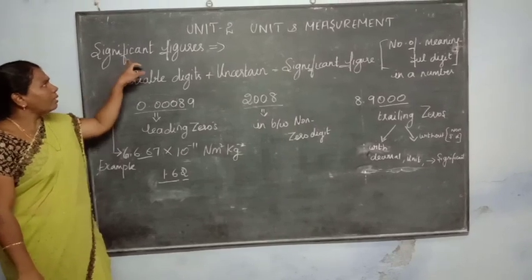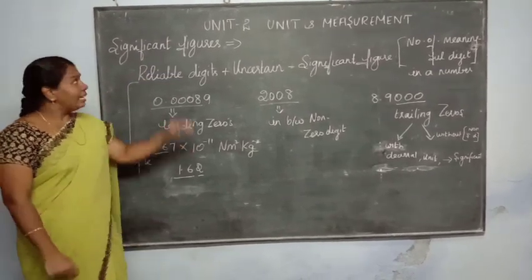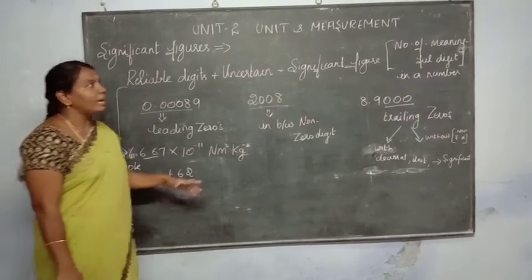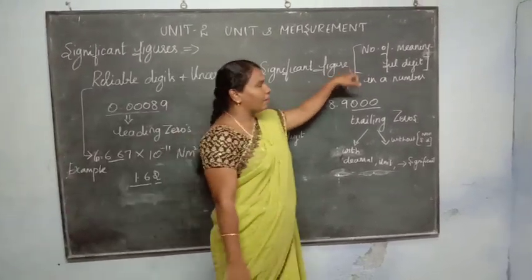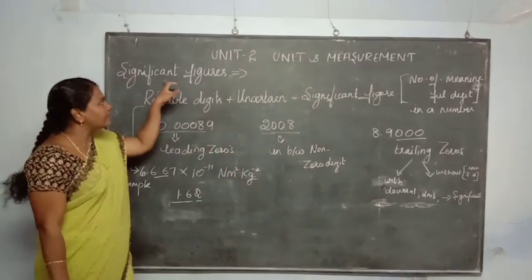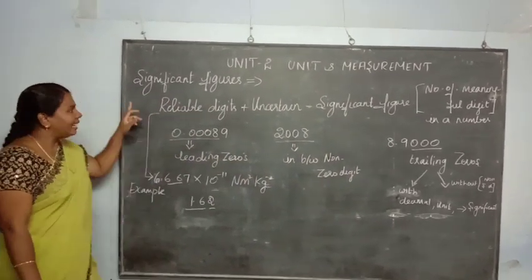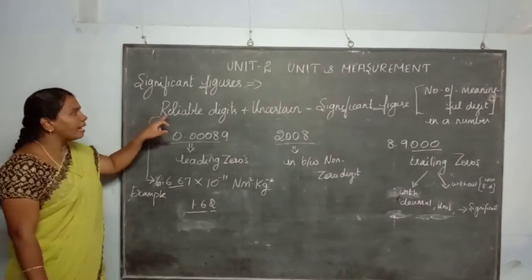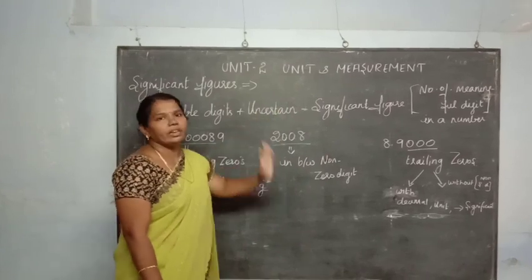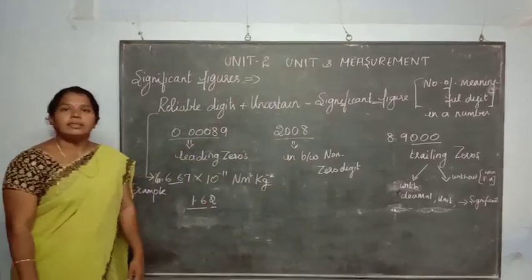See what is called significant figures. The name itself tells you: the number of meaningful digits in a number is called the significant digits. The definition is that the known reliable digits plus the uncertain digit is equal to the significant digits.